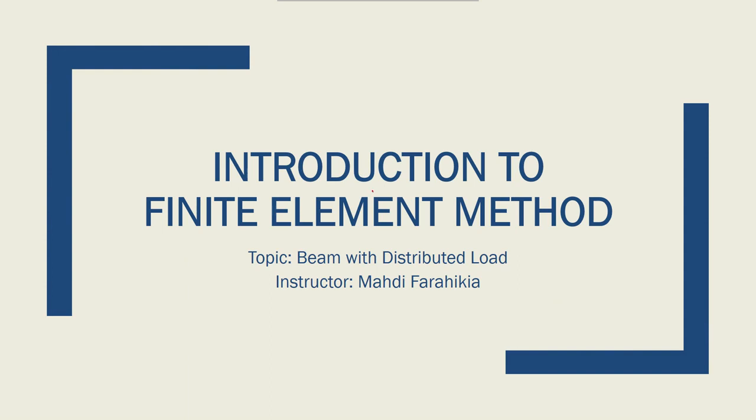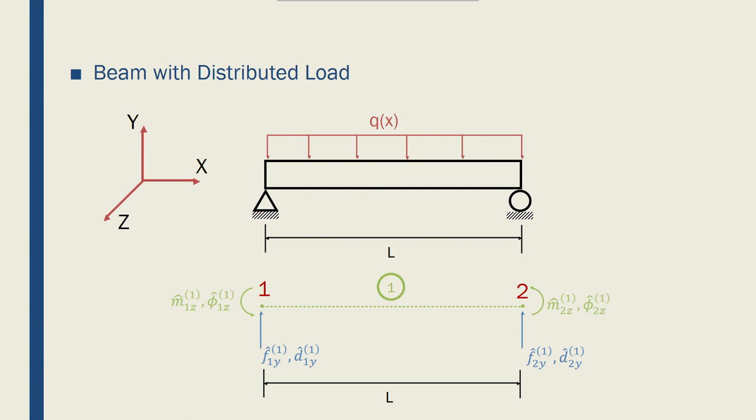Now let's take a look at a beam with distributed load applied to it. A beam like this, with these boundary conditions, may be exposed to a distributed force like that, Qx. And we can discretize this beam element into one element with two nodes, node 1 and node 2. And each node, just like before, will have its own moments, rotations, forces, and displacements. And let's assume that the length of this beam element is L.